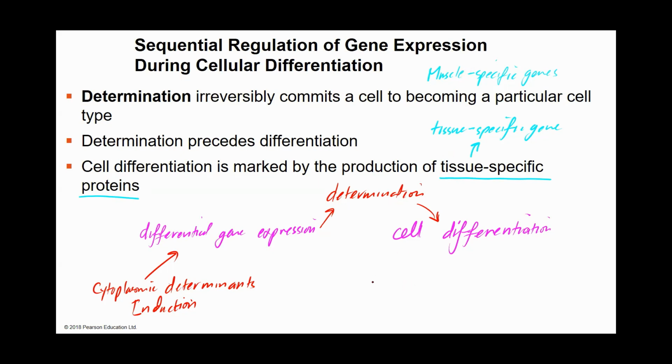In the same token, you have, for example, liver-specific genes encoding, for example, liver-specific proteins. And these proteins will be only found, for example, in a liver cell. And these proteins are responsible for giving the liver cell its functional and structural characteristics.